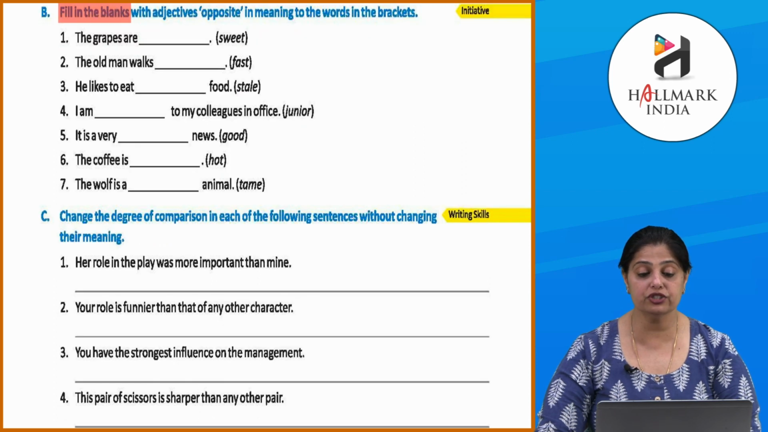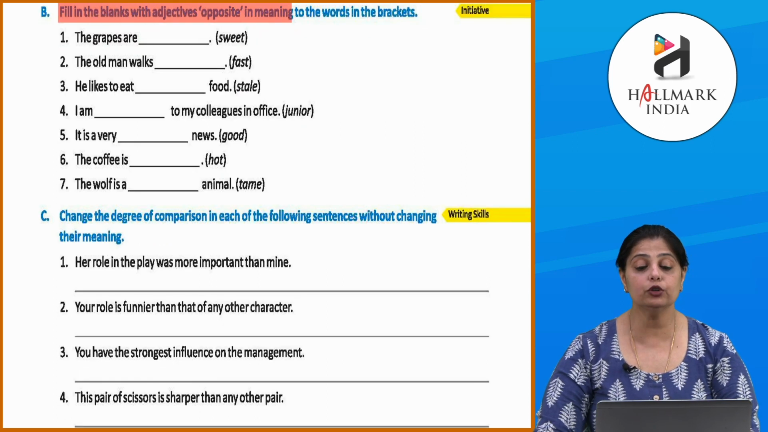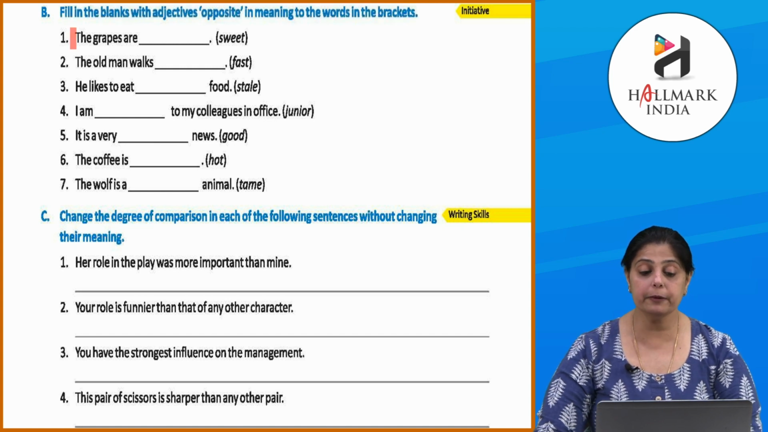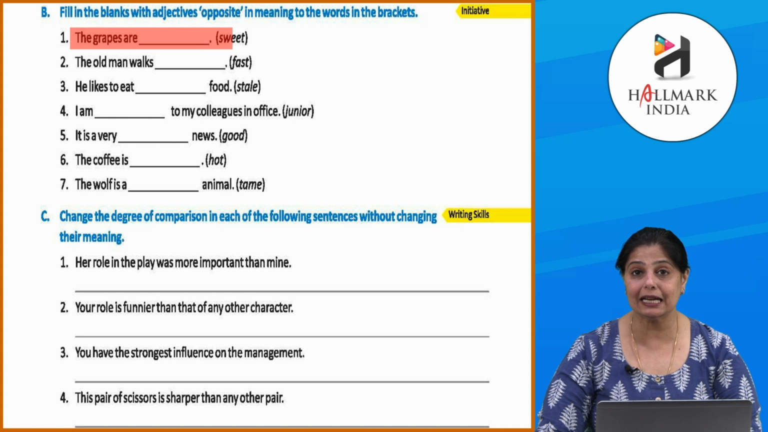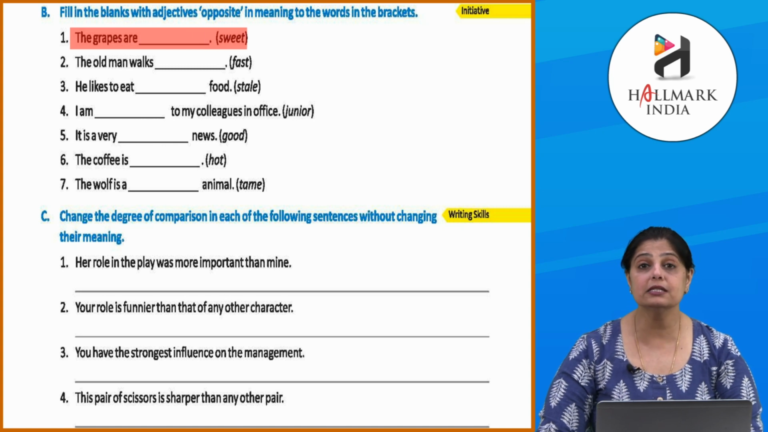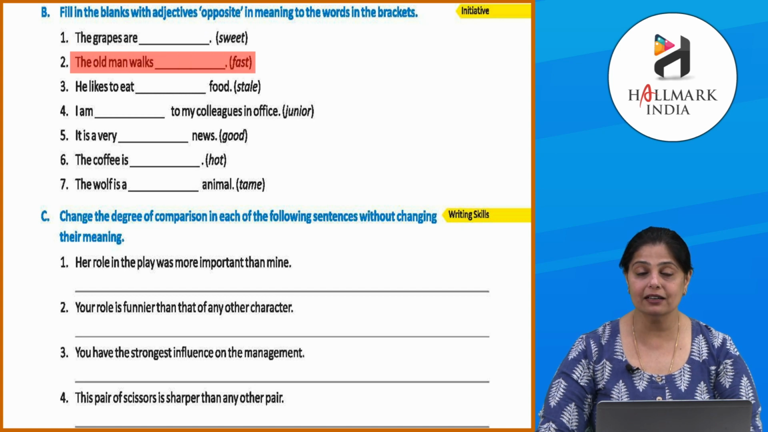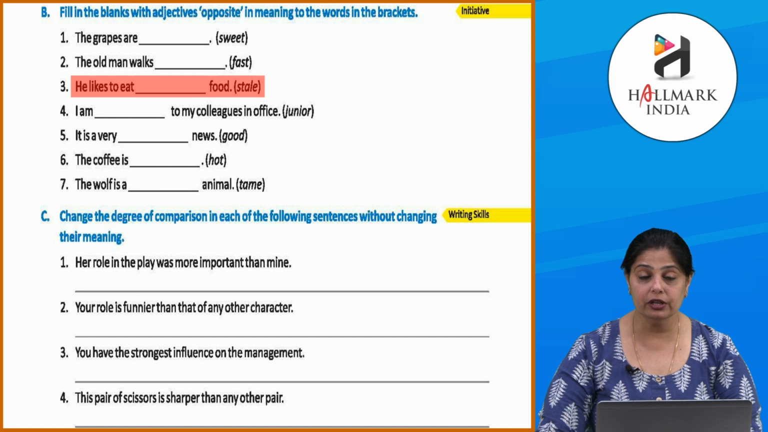Fill in the blanks with adjectives opposite in meaning to the words in the brackets. So, let's look at the opposites here. The grapes are dash, sweet लिखा है तो sweet का opposite होता है sour. Okay. The old man walks fast. Fast का opposite है slow. He likes to eat dash food, stale. Stale का opposite है fresh. So he likes to eat fresh food. Clear? I'm sure you all are good with opposites and you can finish this exercise quickly.